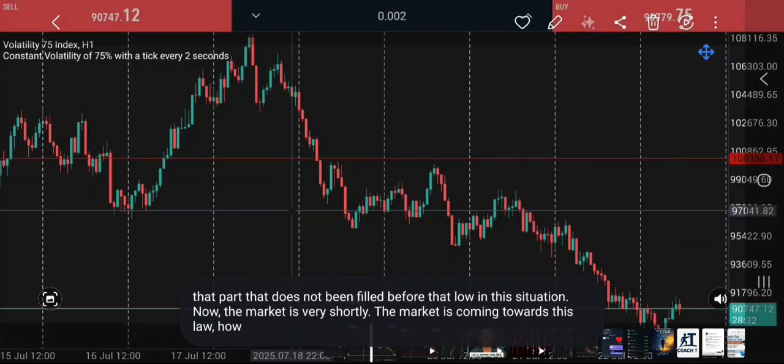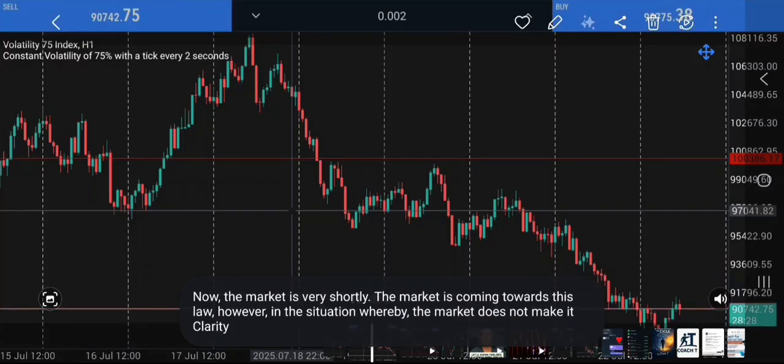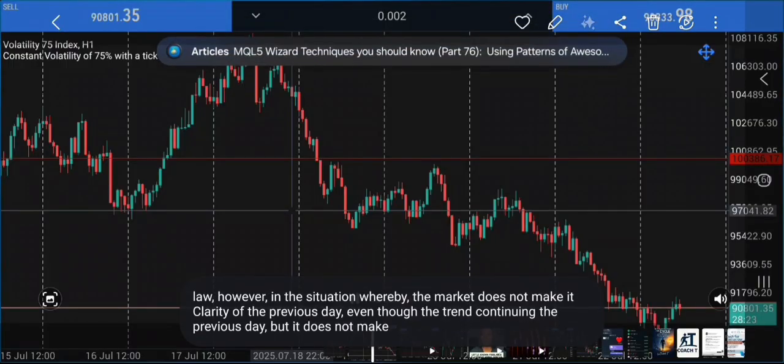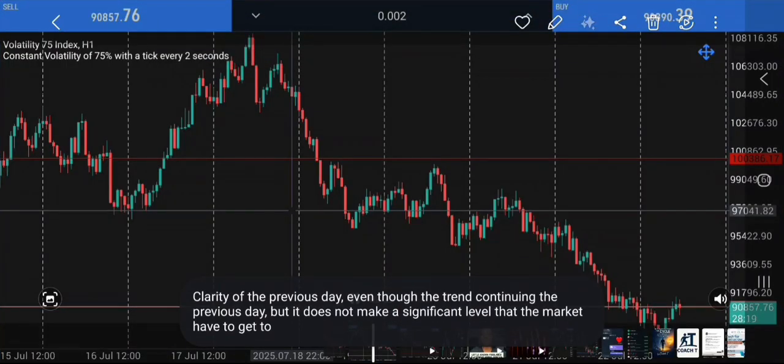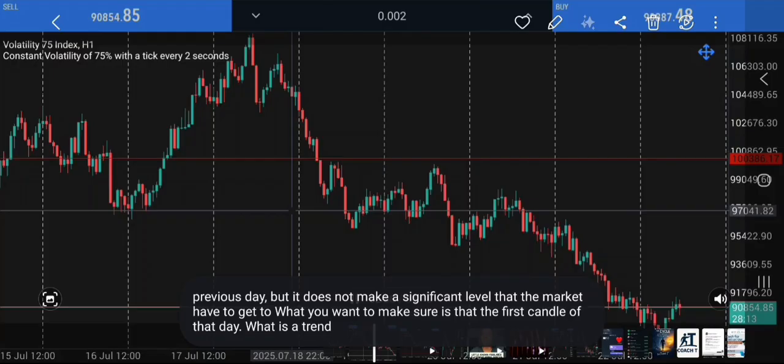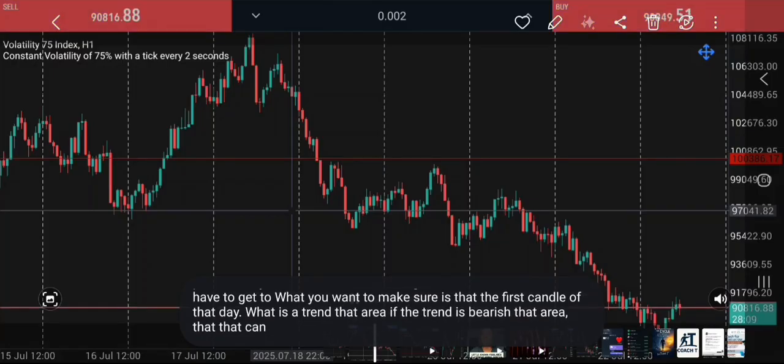However, in the situation where the market does not make clarity on the previous day, even though the trend continued in the previous day, but it does not make a significant level that the market has to get to, what you want to make sure of is the first candle of that day. What is the trend? If the trend is bearish, go and wait for the market at the opening of that candle.